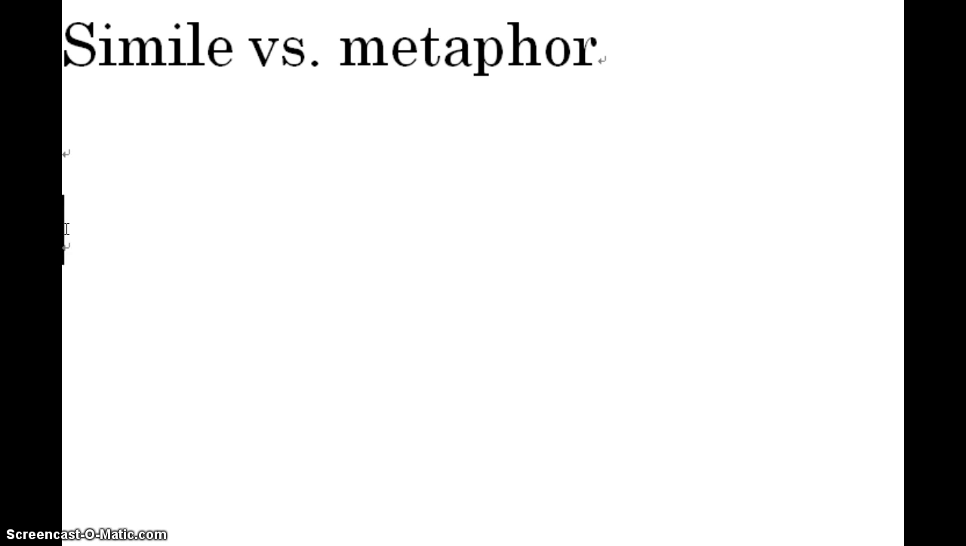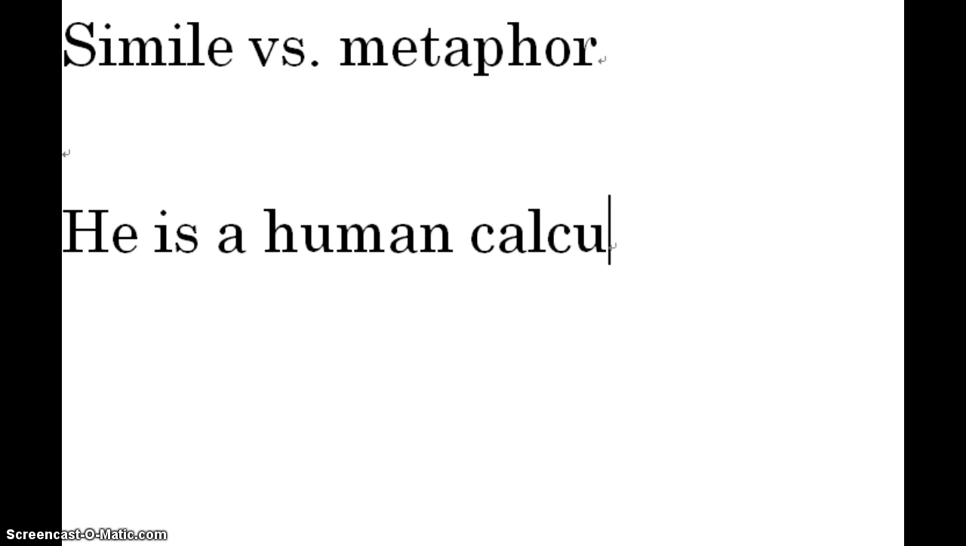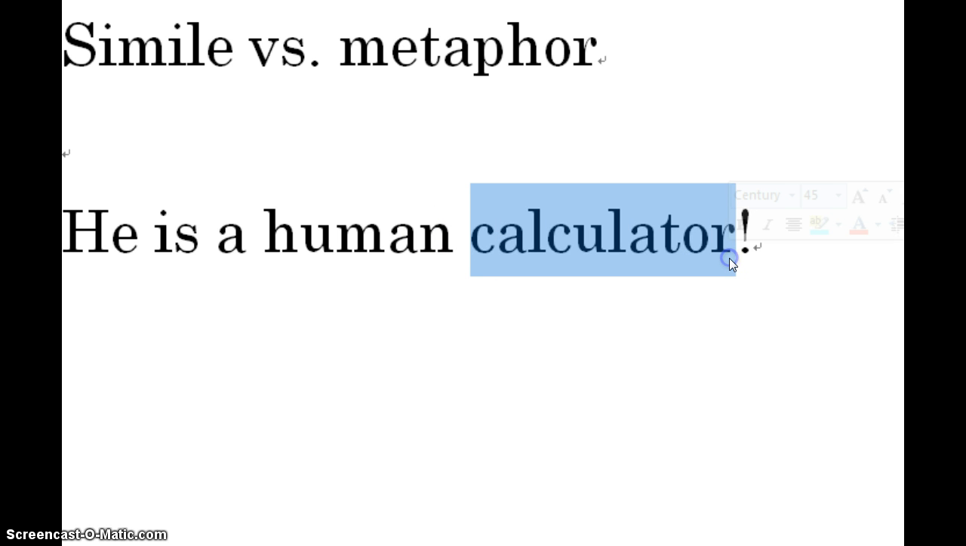So for example, in the sentence, "He is a human calculator," we see a metaphor being used because he is compared with a calculator. This describes him as somebody who is very good at calculating something. If you look carefully at the sentence, the word "as" or "like" is not used. "He is a human calculator." This is an example of a metaphor.